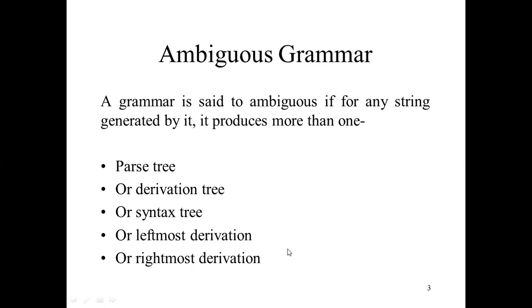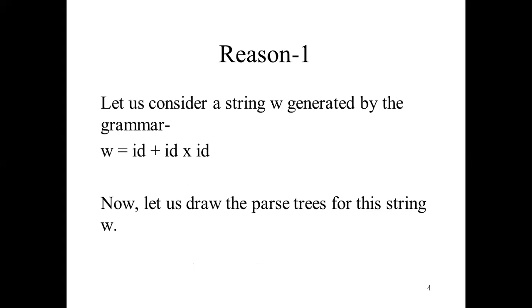So these are the options if we are getting more than one: either parse tree, derivation tree, syntax tree, or leftmost derivation. If we are getting leftmost derivation more than one time, similarly rightmost derivation more than one time, then it is called the ambiguous grammar. Otherwise, if we get a single parse tree or derivation tree or syntax tree, leftmost derivation or rightmost derivation, then it is called unambiguous. Otherwise, ambiguous.